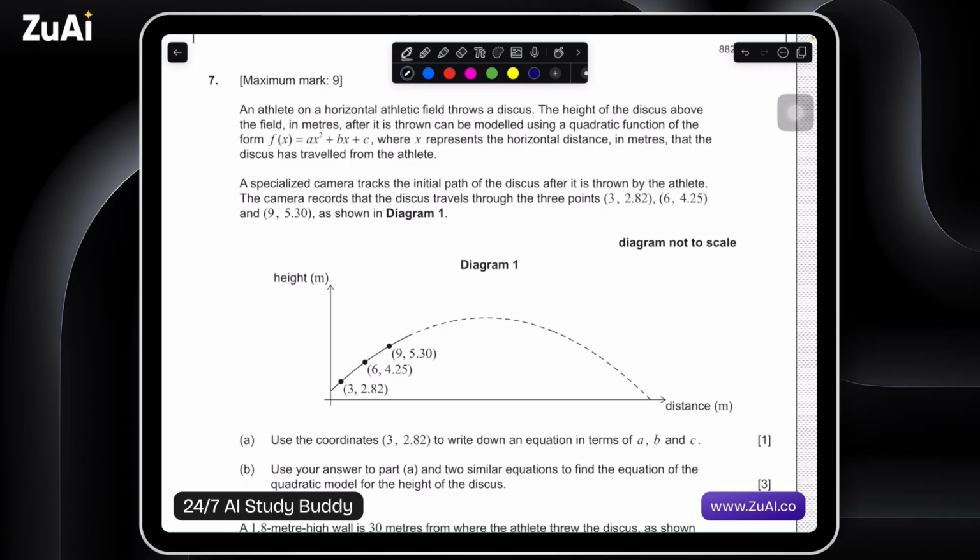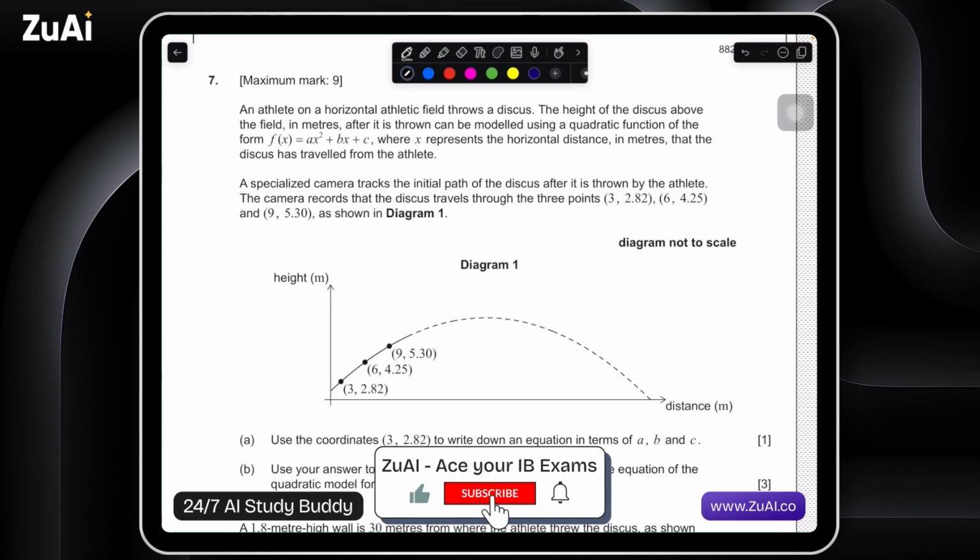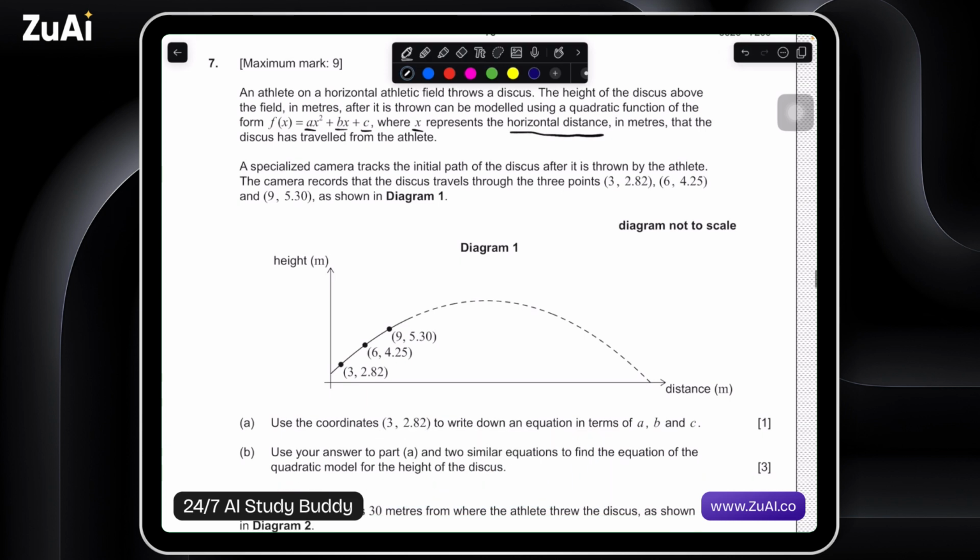Question 7. An athlete on a horizontal athletic field throws a discus. The height of the discus above the field in meters after it is thrown can be modeled using a quadratic function of the form f of x equals ax squared plus bx plus c, where x represents the horizontal distance in meters that the discus has traveled from the athlete. A specialized camera tracks the initial path of the discus after it is thrown by the athlete. The camera records that the discus travels through 3 points, (3, 2.82), (6, 4.25), and (9, 5.30), as shown in diagram 1.